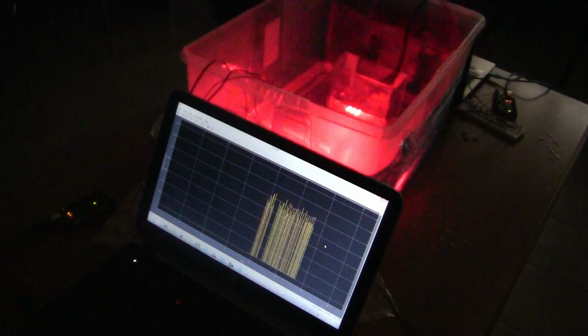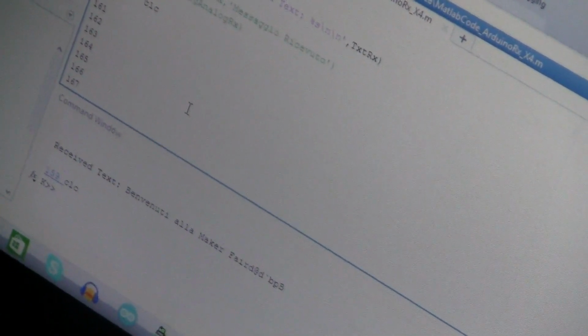We can see here the experiment. We start with the transmission by red LEDs of some samples, some symbols, in order to send a text from the transmitter side to the receiver one. And you can see here, by zooming in on the screen, that essentially the text arrives correct.